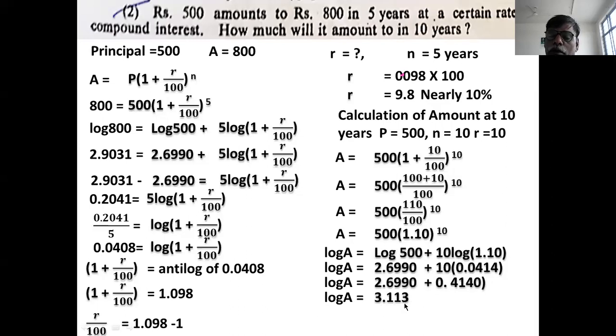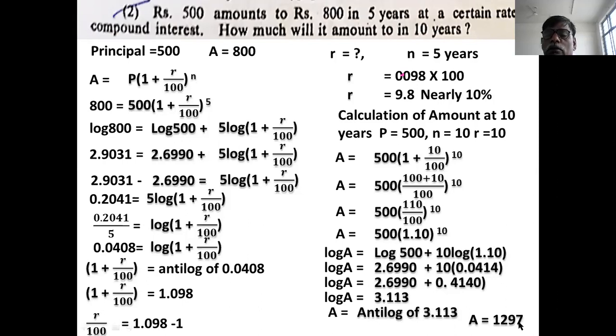So log A is equal to 3.113. If you take the total, then apply the anti-log. If you see the anti-log table, amount is 1297. I consider 10 as the nearest rate, and you calculate the rate as 9.8. Consider rate as 9.8 and ascertain the answer.